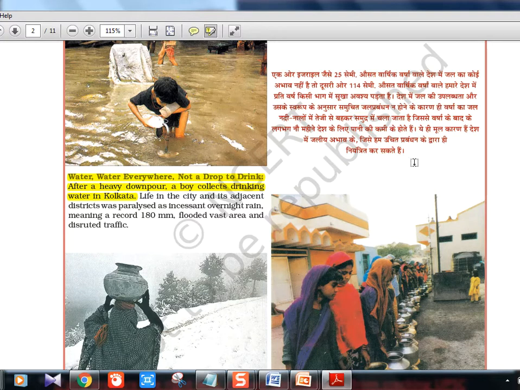So proper government schemes are needed. They are comparing Israel, which has only 25 centimeters of rainfall, and India, which has 114 centimeters of rainfall. In Israel there is no water scarcity, but in India there are problems of even drought and famine conditions.